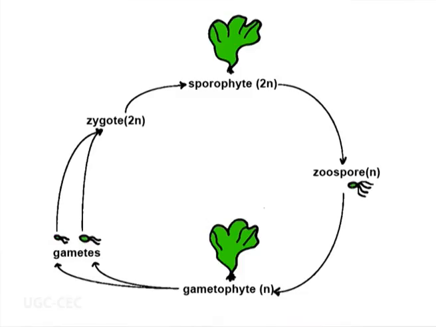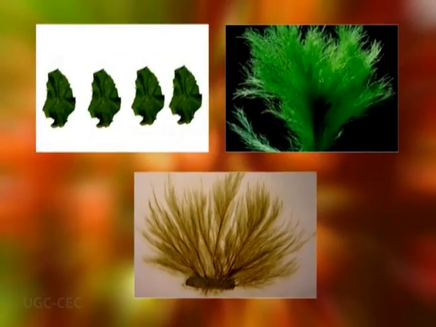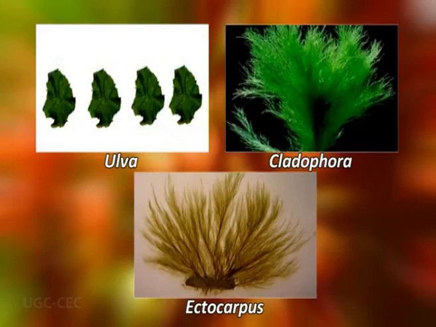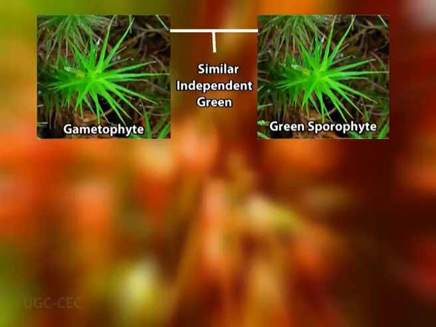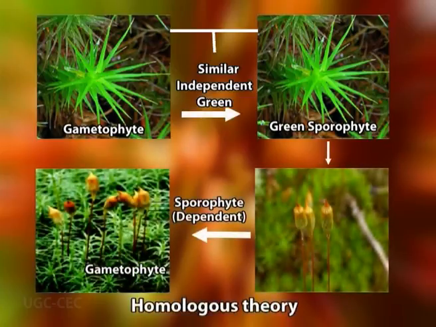and photosynthetic. The evidence in favor of this theory is the occurrence of similar but distinct photosynthetic sporophytic and gametophytic generations in some algae such as Ulva, Cladophora and Ectocarpus, which are believed to be the ancestors of bryophytes. Thus, in the first land plants, the gametophytic and sporophytic generations were independent and isomorphic, they were similar, but gradually the sporophyte became dependent, less complex and attached to the gametophyte.